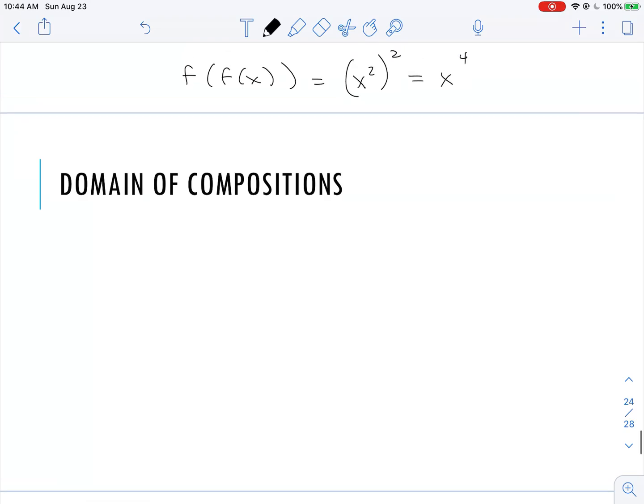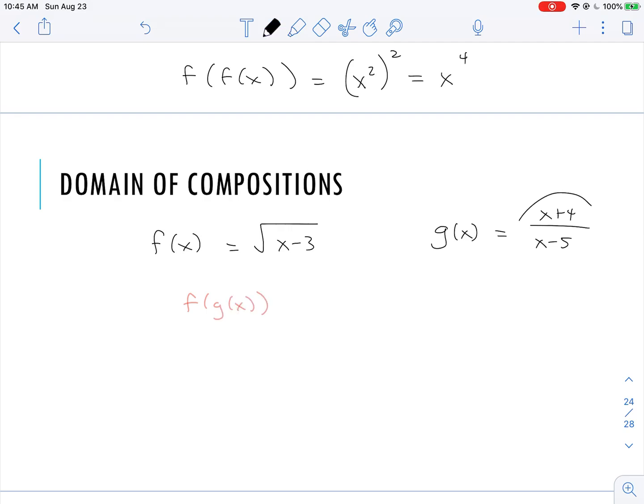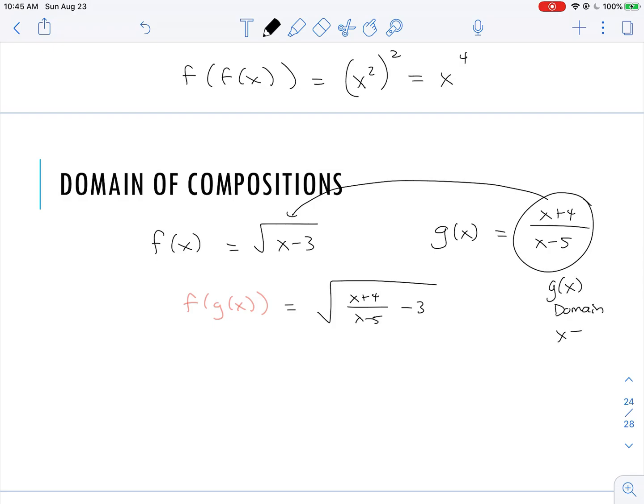Domain of composition of functions. Again, you could graph these to figure out the domain. Let's say we have f of x equals the square root of x minus 3, and g of x equals (x plus 4) over (x minus 5). So again, you could take f of g of x, take this and plug it in here, and you would have the square root of (x plus 4) over (x minus 5), minus 3. The domain for g of x is x can't equal 5. Whatever that domain is, it also works with the composition.